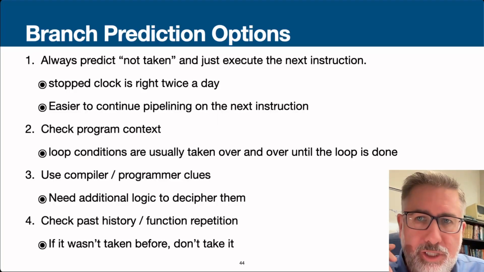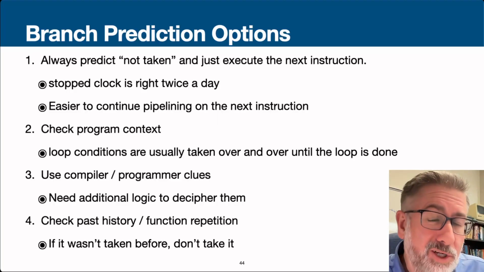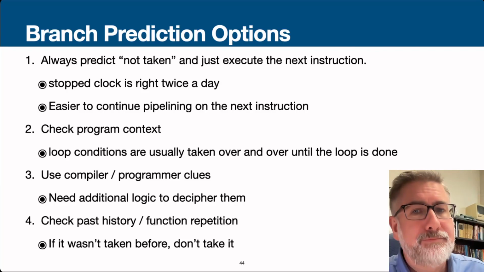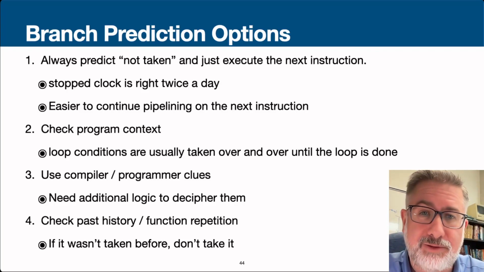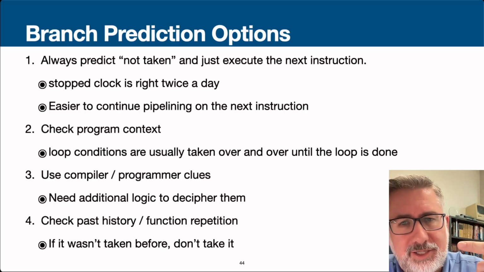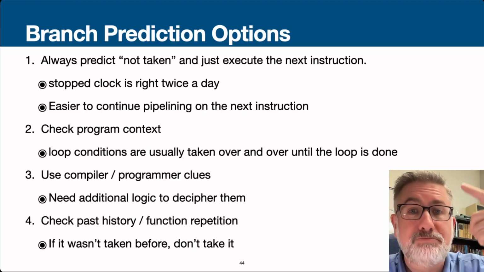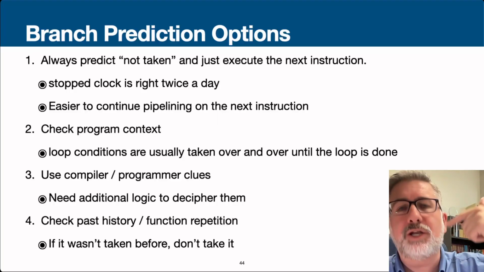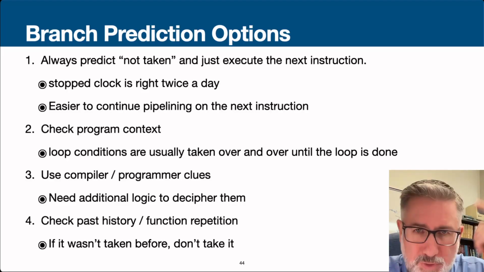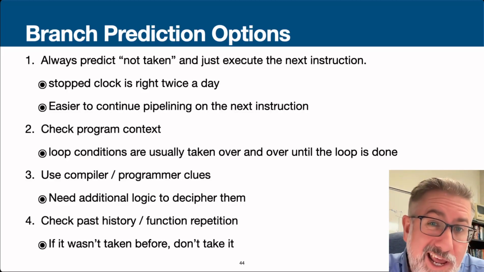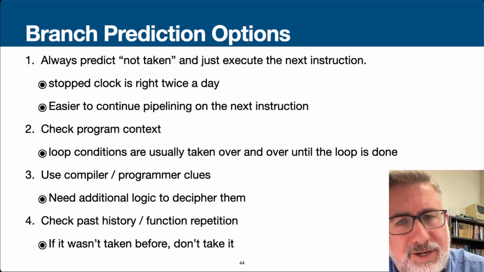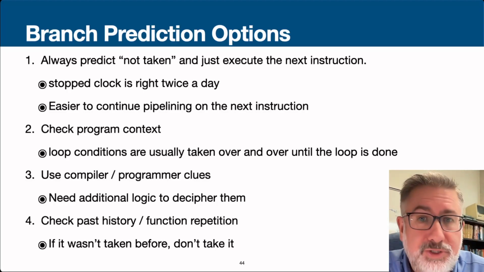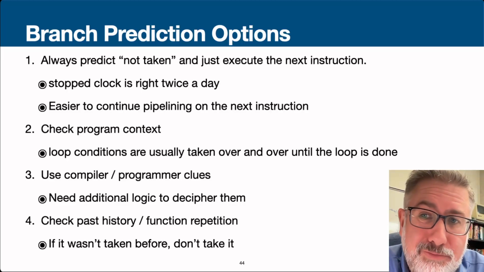Second option is looking at program context. If we don't want to do loop unrolling, because we don't want to fill our instruction cache with multiple copies of the same code, then we can check context and say, if we're doing a loop, then we're going to predict branch every time, because most of the time when we do a loop, we are going to branch back to the beginning again. So we can predict always taken with a loop, and that'll be right most of the time. The only time it's not right is when we don't take the branch, and we do that at the end of the loop, right?